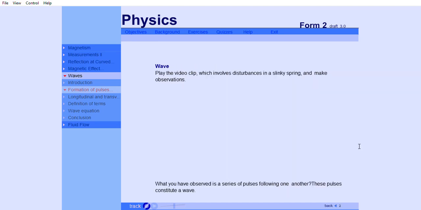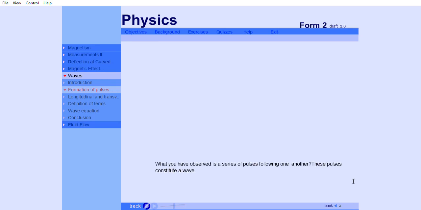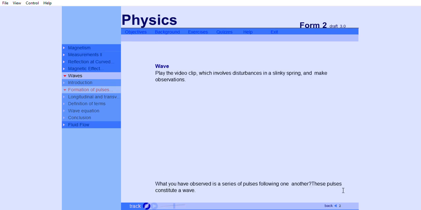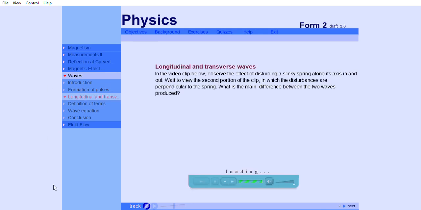Wave. Play the video clip which involves disturbances in a slinky spring and make observations. Longitudinal and transverse waves. In the video clip below, observe the effect of disturbing a slinky spring along its axis, in and out. Wait to view the second portion of the clip in which the disturbances are perpendicular to the spring. What is the main difference between the two waves produced?